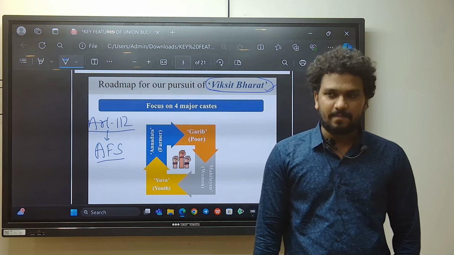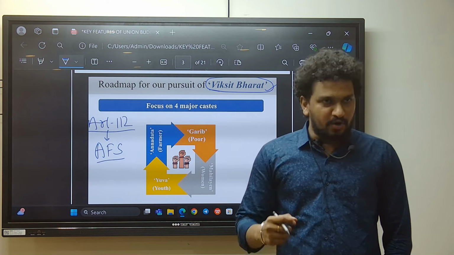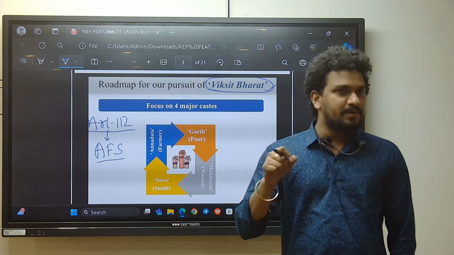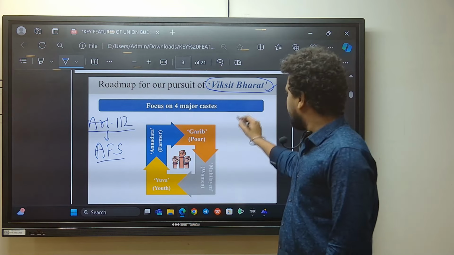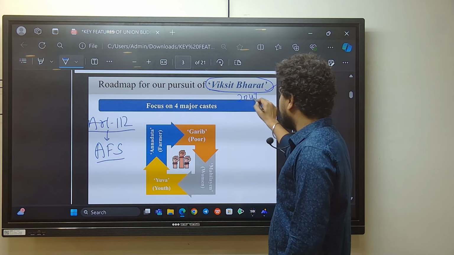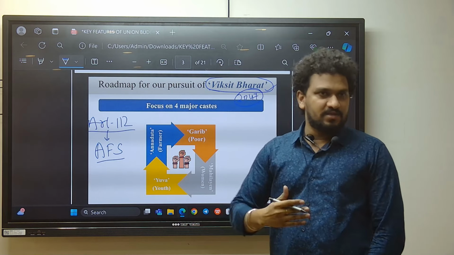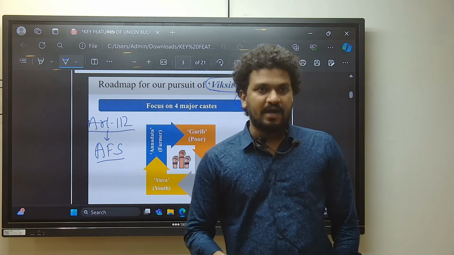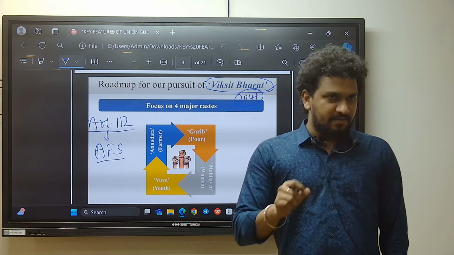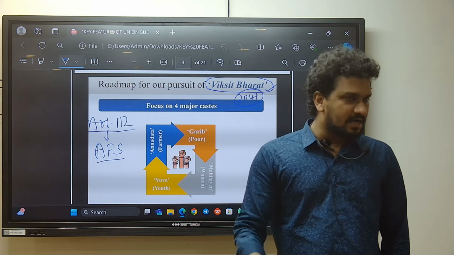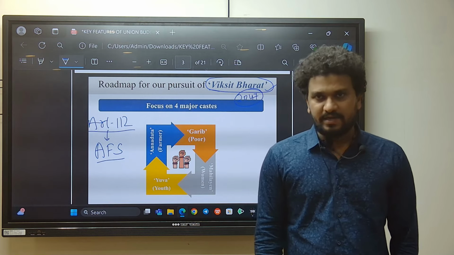Viksit Bharat means India becoming a developed nation, a developed country by the year 2047, by which time we will be reaching the 100th year of our independence. Within 100 years of our independence, our target is to make India a developed nation.